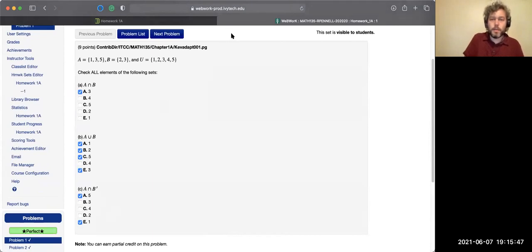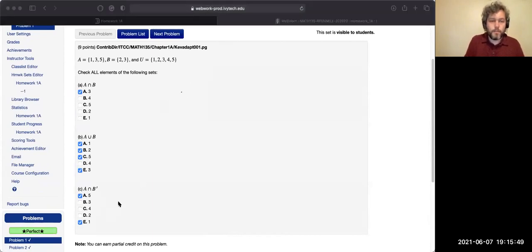And the last one's a bit tricky, so let's talk about that. So we have A intersect B complement. Well, what is B complement? B complement for this problem is all of the elements that are outside of B. So that would be 1 and 5. Oh, and it looks like a 4 is also in the universal set. So we have 1, 2, 3, 4, and 5. So that is B complement.